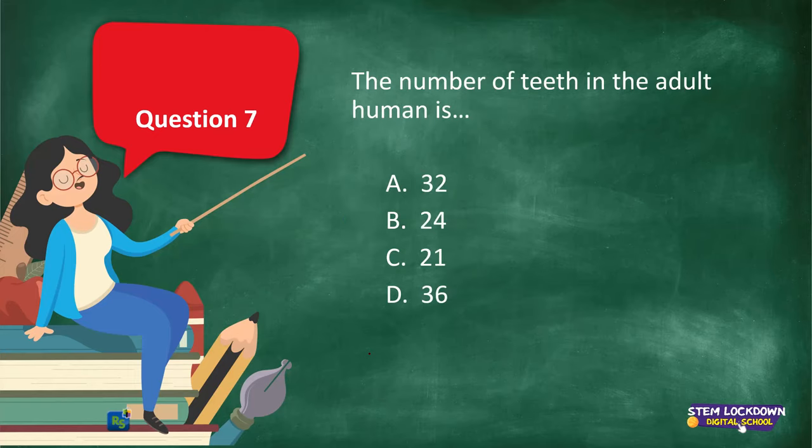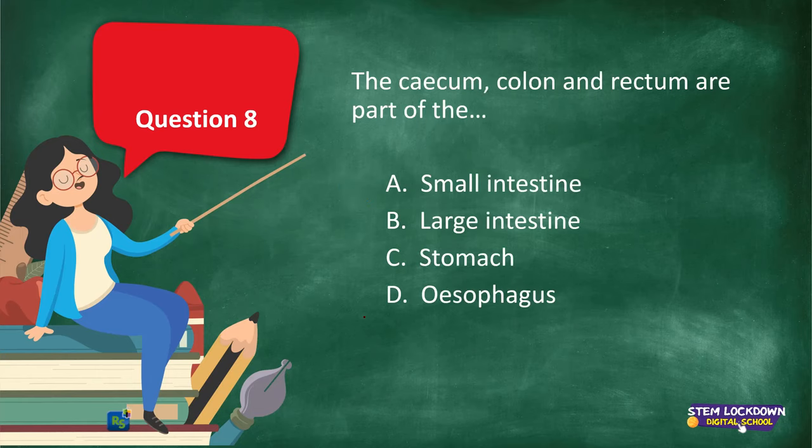Question seven. The number of teeth in an adult human is A, 32, B, 24, C, 21, or D, 36. And just a reminder, the human dental formula is 2, 1, 2, 3 over 2, 1, 2, 3. Okay, awesome. Yes, the answer is A, it is 32.